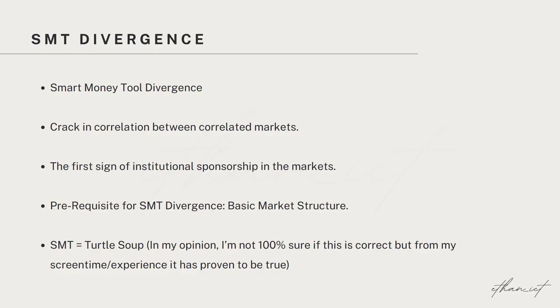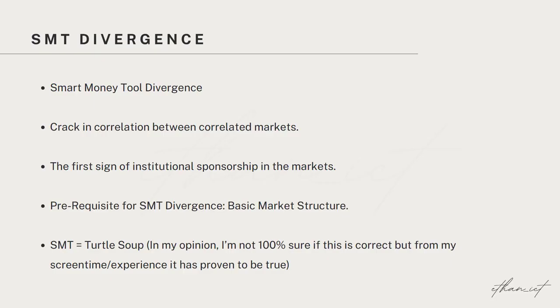You may hear others say that SMT divergence is a Kraken correlation, and essentially what this means is that SMT divergence is a price signature that occurs when correlated markets don't move in tandem with one another. This is significant because it tells us that there is some sort of institutional sponsorship going on in the markets. Before I dive any deeper into SMT divergence, the prerequisite to spot it is to understand basic market structure. So if you don't know much about market structure, make sure that you learn that first. For example, higher highs, higher lows, and lower highs.